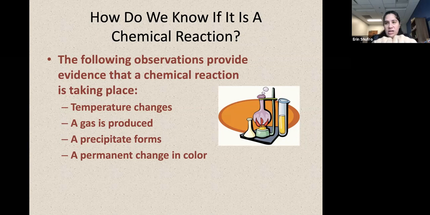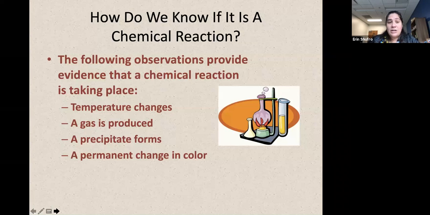And all of a sudden you get a solid at the bottom of your beaker, that is an excellent indication that you had a chemical reaction taking place. In fact, when we start talking about the classifications of chemical reactions, precipitation reactions are a big one. That's where you mix two liquids together and a solid called the precipitate forms. And then finally, the third one is a permanent change in color. That's also a good indication that you have a chemical reaction.